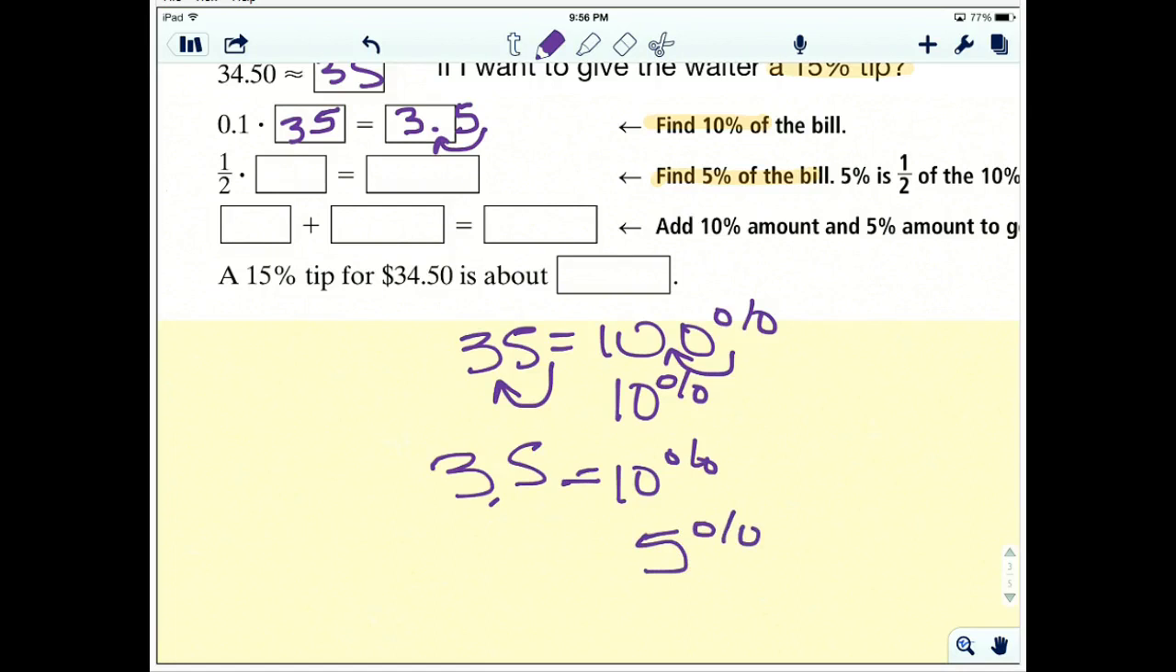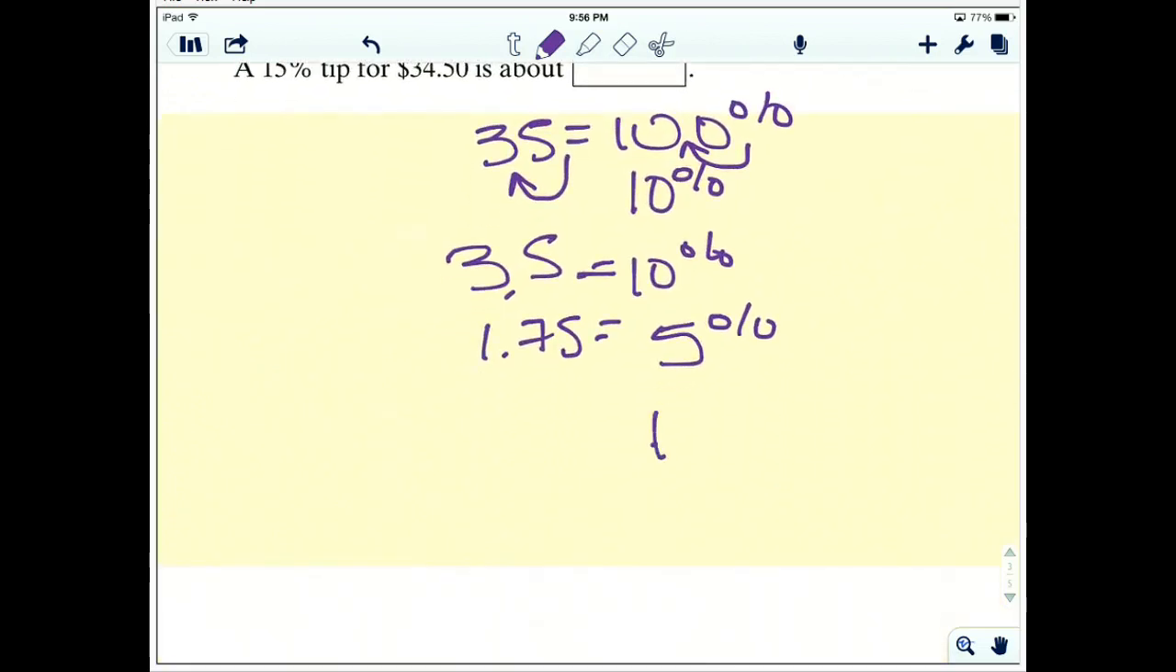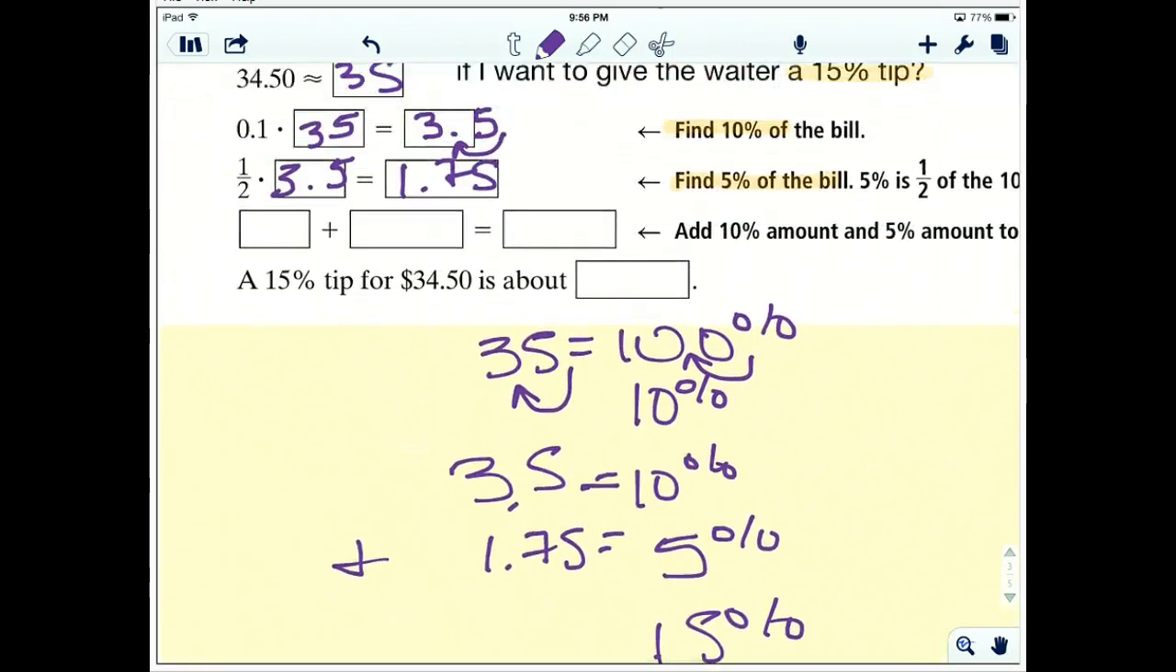So what is half of 3.5? Half of 3.5 is 1.75. And what do I notice? Well, in order to get the 15% that I want, all I need to do is add these two. So that's why up here we are filling in.